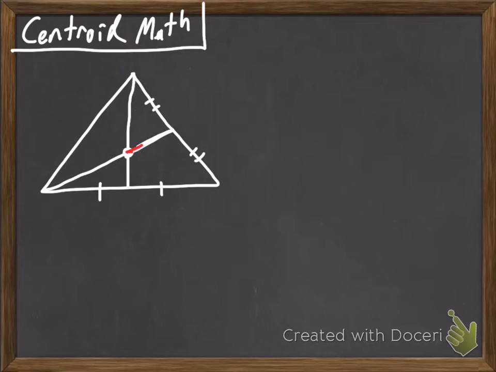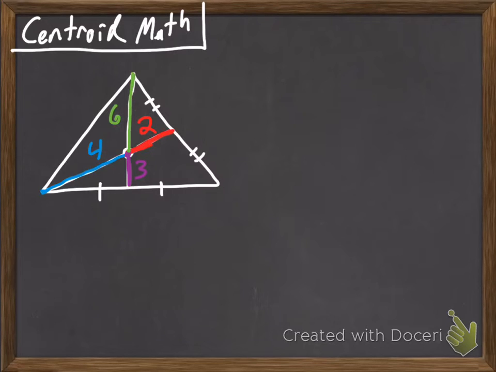If from the centroid to the side bisected is 2 here, then that means from the vertex to the centroid on the same median is 4. If from the centroid here to this bisected side is 3, that means from that vertex to the centroid is 6. So there's a special property going on here.